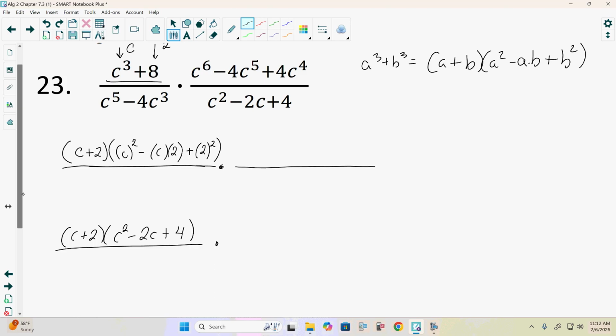Well, we know two things. One, I've told you several times, the quadratic part of a sum or difference of perfect cubes will never factor. That's just a given. They won't factor. So that tells us that the other denominator, c squared minus 2c plus 4, should not factor either. Even if it did, does it matter?